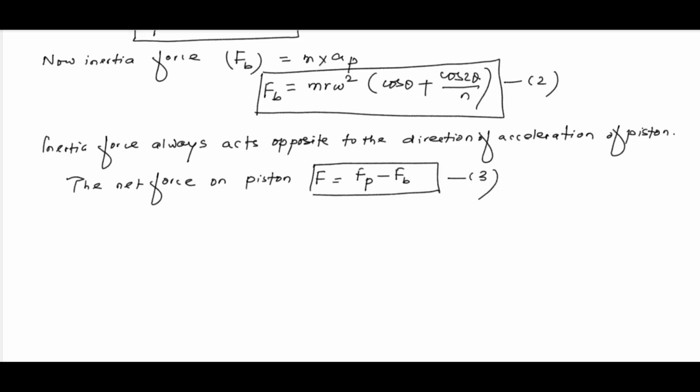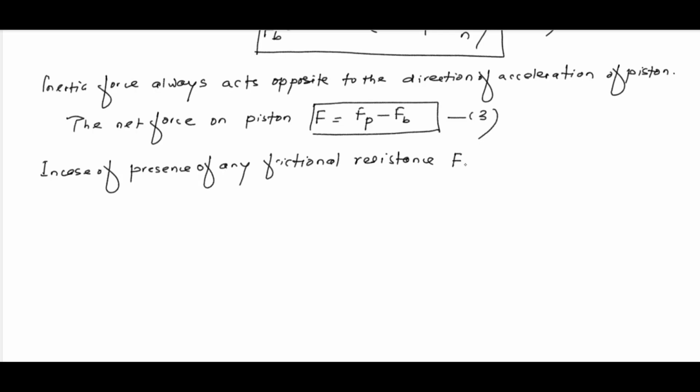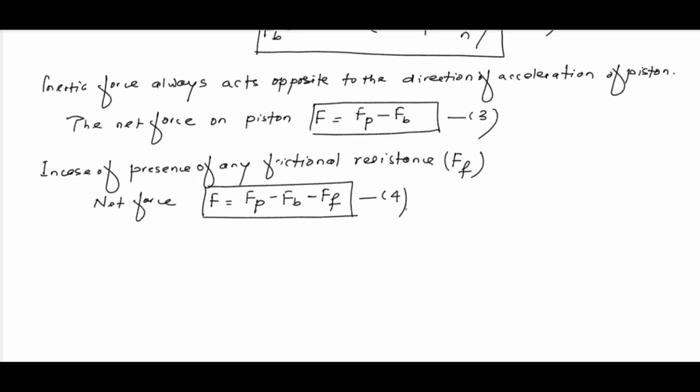Now, in case of presence of any frictional resistance, denoted by symbol capital F subscript F, this net force F will be equal to force due to gas pressure minus the inertia force minus the frictional force. So this will be your equation 4.